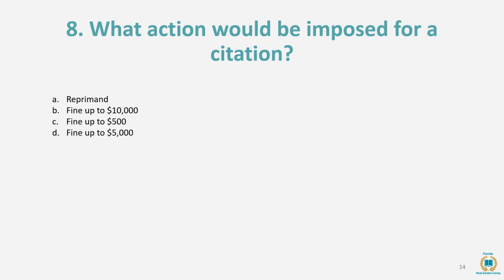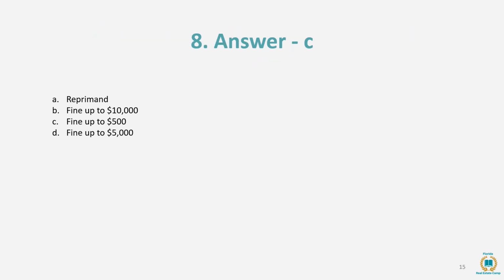Number 8, what would be imposed for a citation? Is it A, reprimand? B, a fine up to $10,000? C, a fine up to $500? Or D, a fine up to $5,000? The answer is C. A citation would require a fine up to $500.